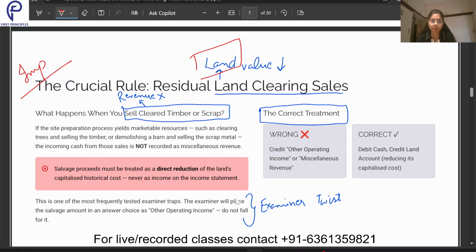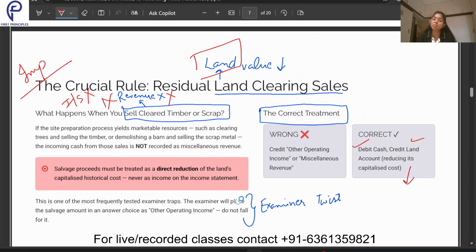In order to explain it better, let's understand. Whenever we sell the cleared timber or the scrap, anything of no use that we remove from the land, that is first of all not recorded as revenue. That will not go on my income statement. What it will do is credit my land account. That means it reduces the value of my land, and we debit cash, because after selling off those scrap things, we get cash in exchange.